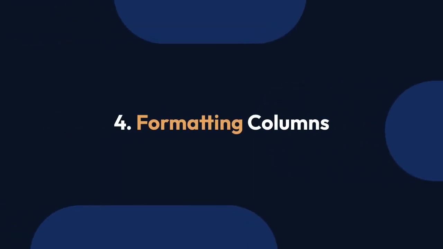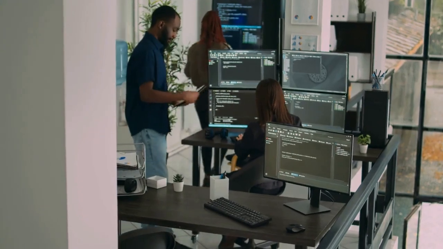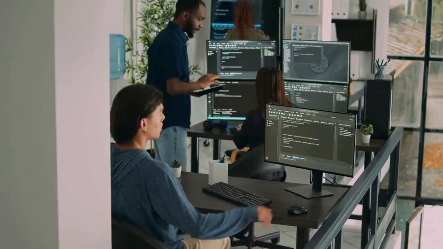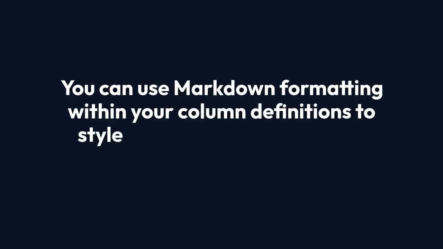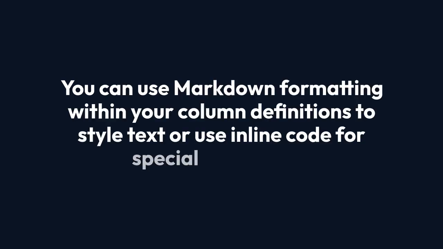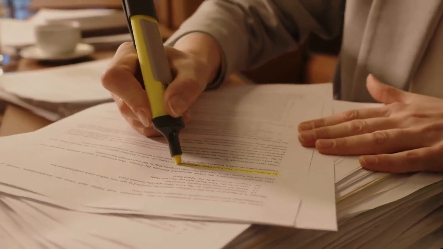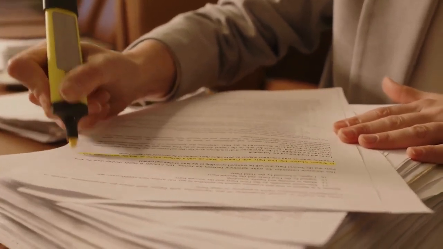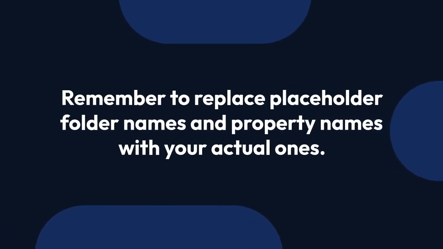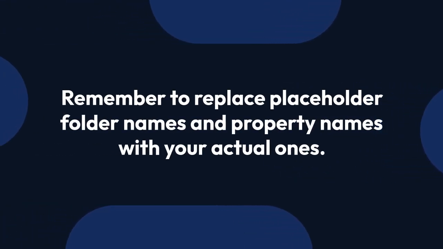4. Formatting columns. Once you've added your columns, you can control their appearance. You can use Markdown formatting within your column definitions to style text, or use inline code for special characters. For example, file name as "**File Name**" will render the file name column header in bold. Remember to replace placeholder folder names and property names with your actual ones.